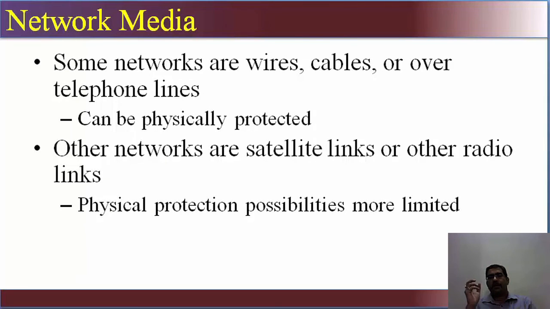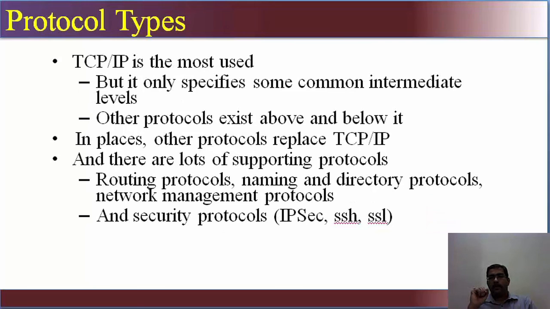We have spoken a little bit about media. Some networks are wires, cables or over telephone lines. They can be physically protected. When it comes to wires, cables or telephone lines within the organization premises, they can be physically protected and made tamper-proof. But with wireless technology, like your satellite link or other radio links, it is difficult to provide physical protection for these devices. You may be able to protect the device itself, but not the data that it is sending out or receiving.